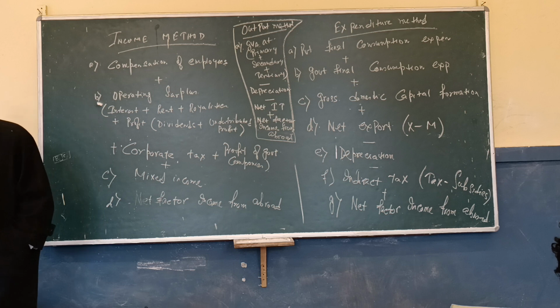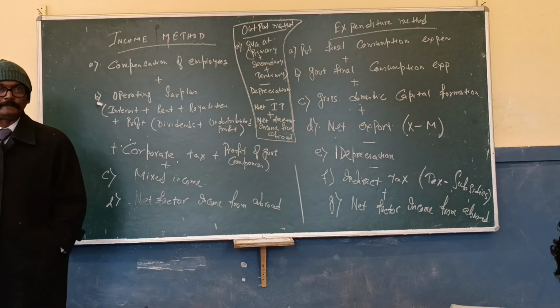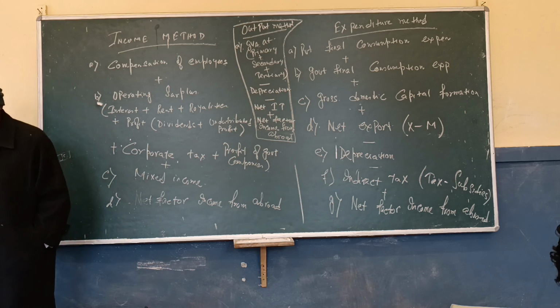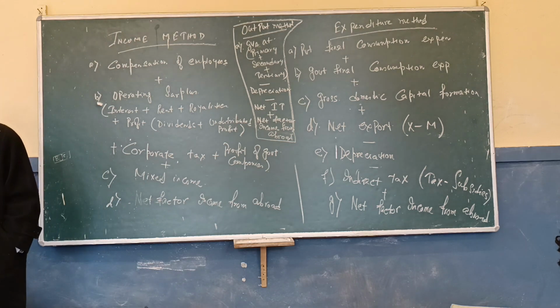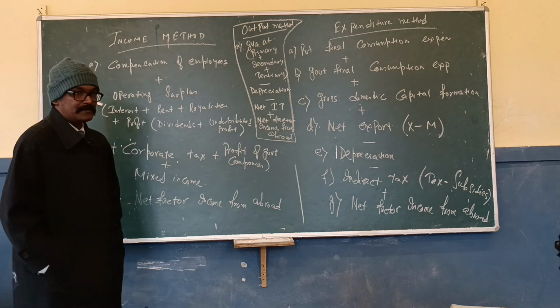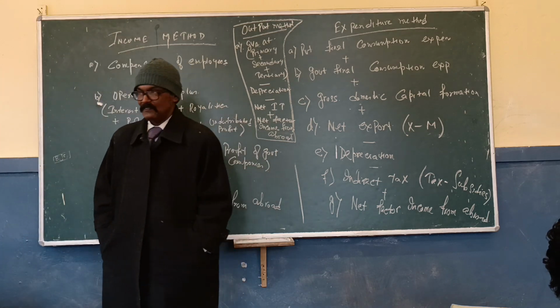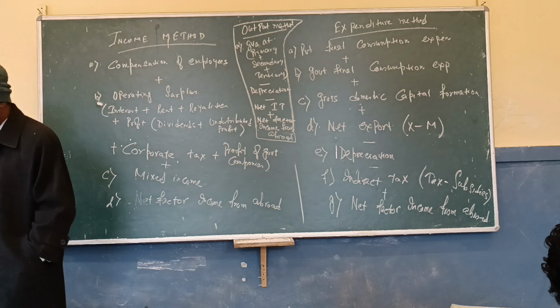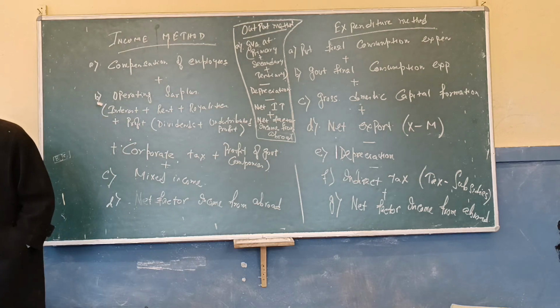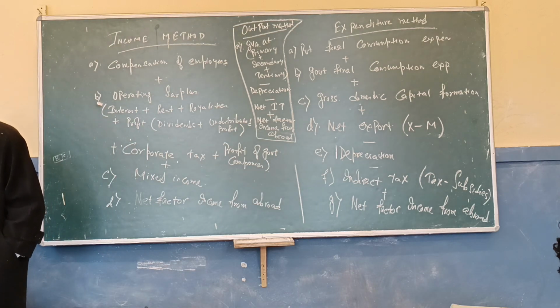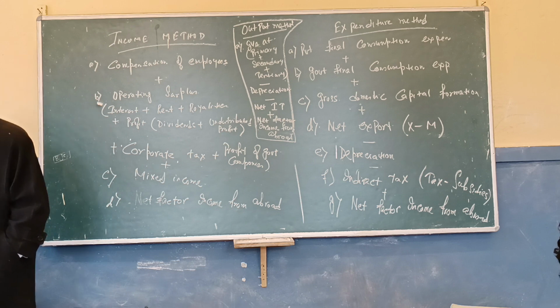Number 9, interest 310. Number 10 is private final consumption expenditure. Private final consumption expenditure is 1000.